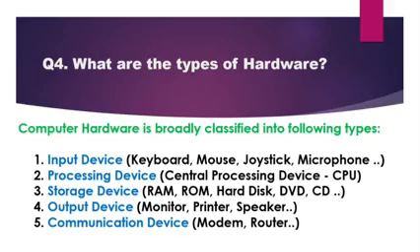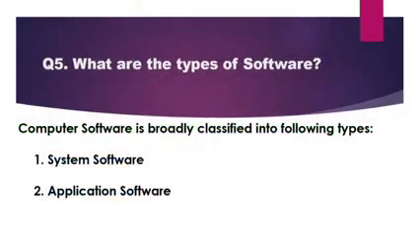Then come to the question number 5. What are the types of software? ठीक है, सॉफ्टवेयर कितने तरह का होता है? तो computer software is broadly classified into following types, that is system software and application software.